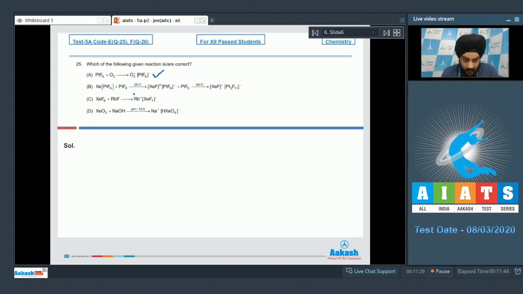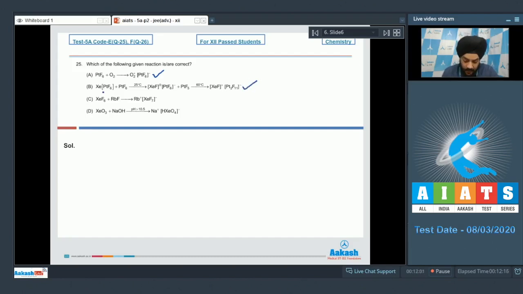If we talk about the second reaction now, we have XePtF6 reacting with PtF6 at 25 degrees to give us XeF5 plus PtF6 minus along with the formation of PtF5. So students, this is a redox reaction happening over here. You can see that the platinum is getting reduced whereas the xenon inside is getting oxidized. So this is a correct reaction. And now when it is further heated, students, it converts to XeF5 positive and Pt2F11 negative. This is also a correct reaction.